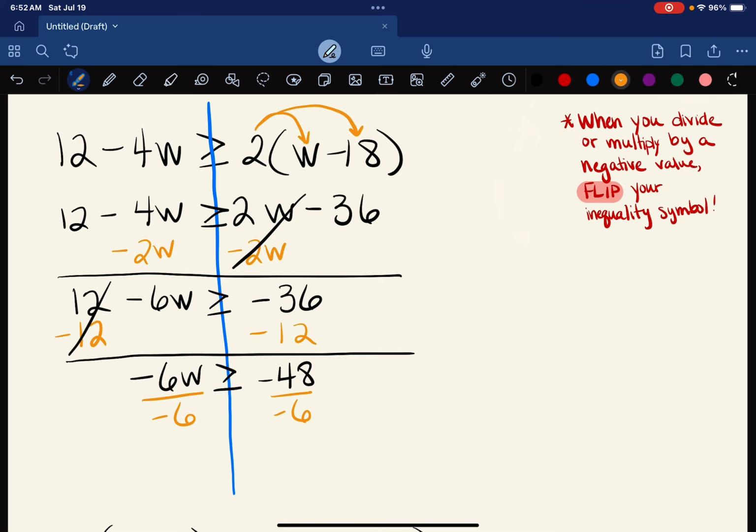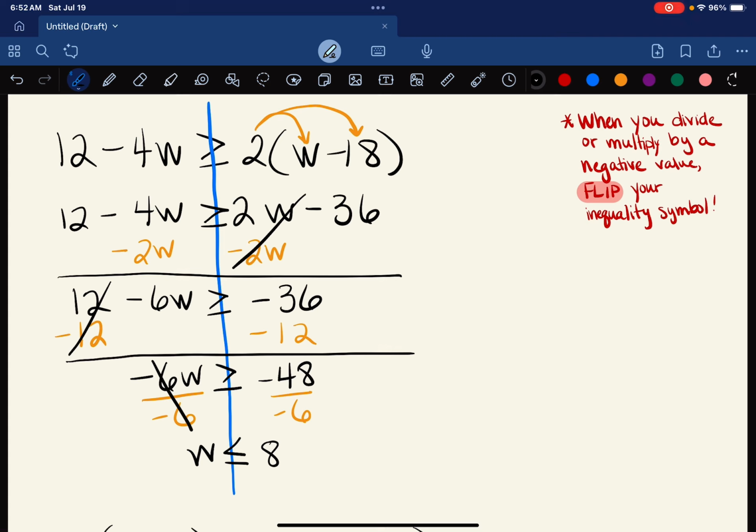So we just divided by a negative 6. That reduces to a 1w. But because we divided by a negative, we need to flip our inequality symbol. So now it is less than or equal to. Negative 48 divided by negative 6 is going to give us a positive 8.